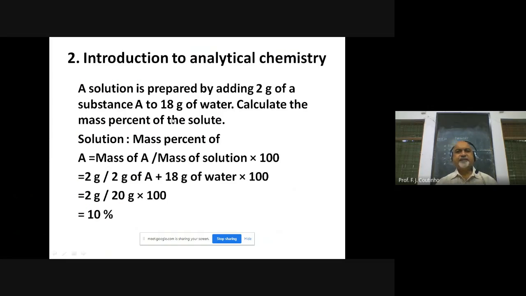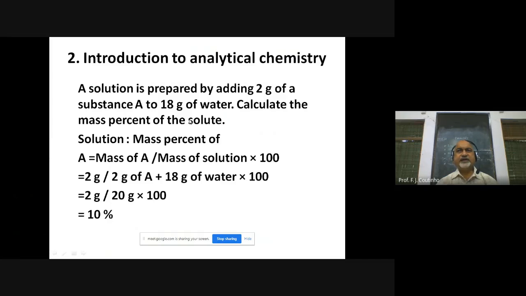A solution is prepared by adding 2 grams of substance A, which could be any substance A or X, to 18 grams of water. So the amount of the solute is 2 grams, and the amount of water, converted into grams, is 18 grams.